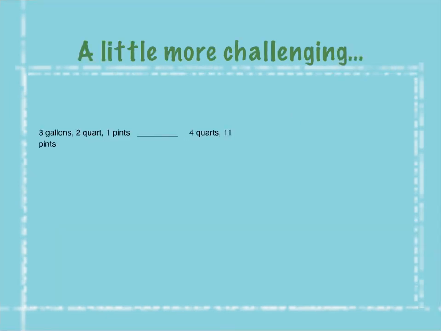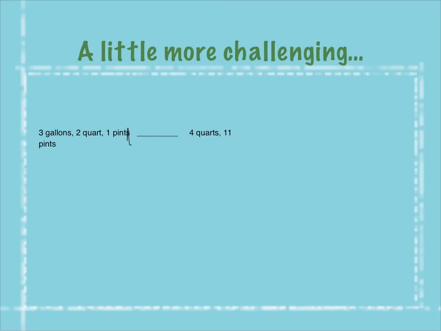All right, this one is a little bit more challenging, but I think it's still a really great problem that we should solve together. So this one says 3 gallons, 2 quarts, and 1 pint. This should be pint, not pints. Who did that? I don't know. And then compare that to 4 quarts and 11 pints.